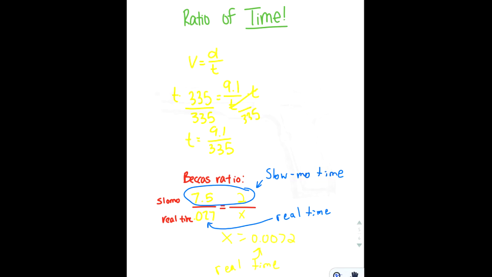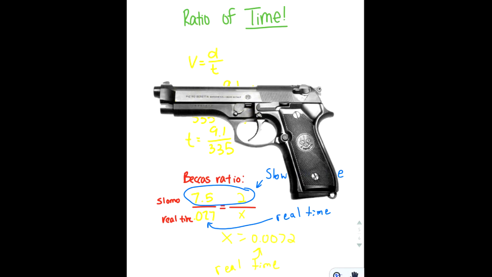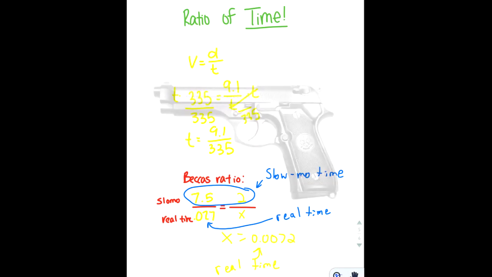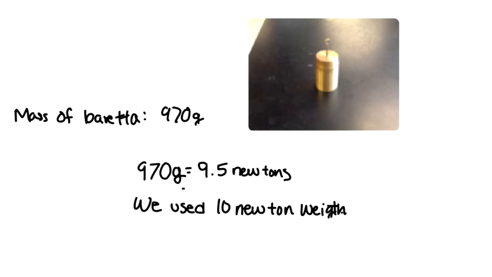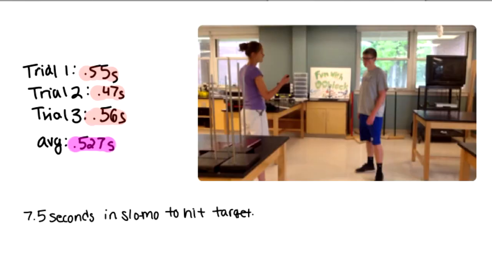The gun Wesley used was a Beretta 92S pistol, which has a mass of 970 grams. We calculated this to be 9.5 newtons and added 0.5 newtons for the weight of the bullets in the pistol. So we used a 10 Newton weight and whipped our arms around as fast as we could, just the way Wesley did it, and found the average time to be 0.527 seconds. This time is much slower than how fast Wesley moved his arm, so we know that it is impossible to whip a gun that fast.